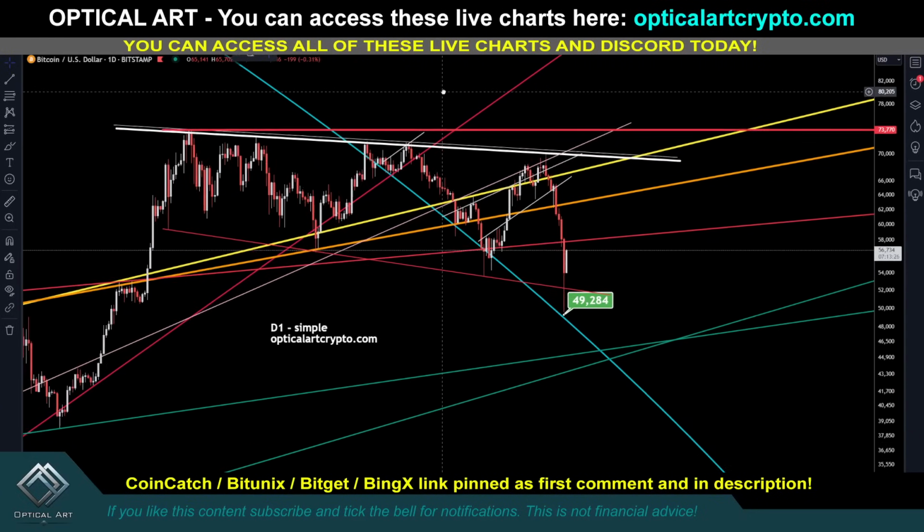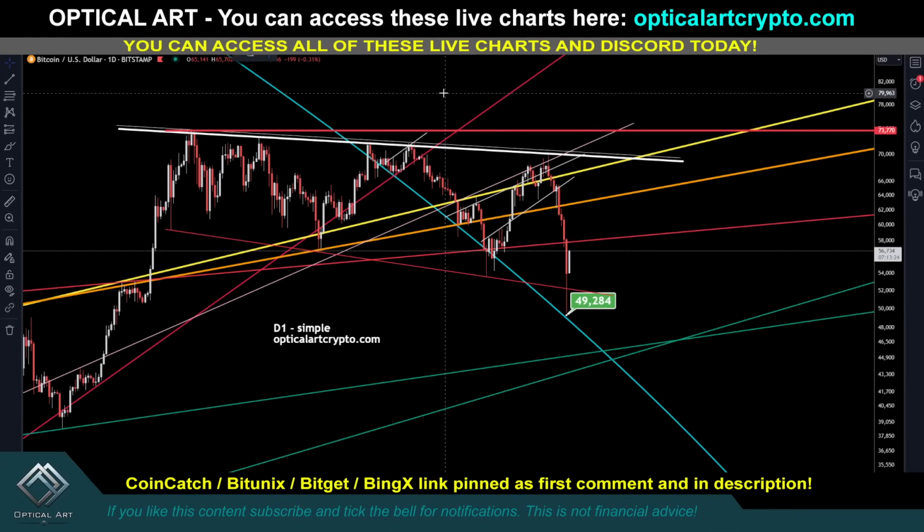Okay guys, quick update with Bitcoin. I want to give you your key support and resistance levels for Bitcoin to pay attention to.